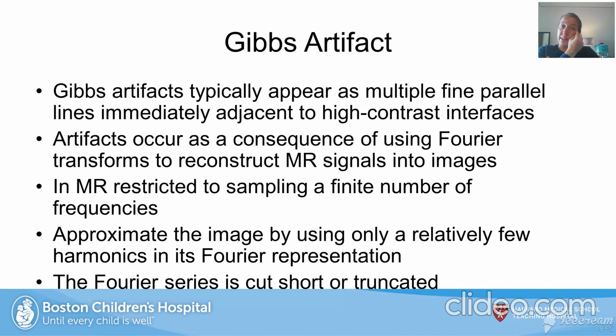Another artifact is known as the Gibbs Artifact. Gibbs artifacts typically appear as multiple fine parallel lines that are immediately adjacent to high contrast interfaces. These artifacts occur as a consequence of using the Fourier transforms to reconstruct MR signals into images. In MR, we're restricted to sampling at a finite number of frequencies, and this is related to the bandwidth. So we want to approximate the image by using only a relatively few harmonics in its Fourier representation. So the Fourier series is cut short, or truncated.